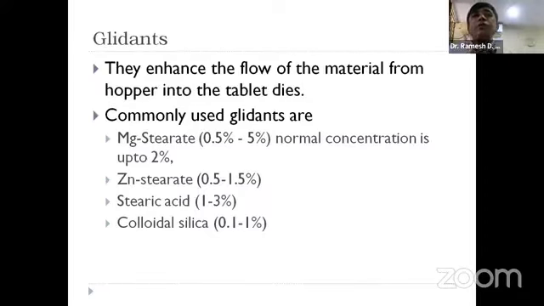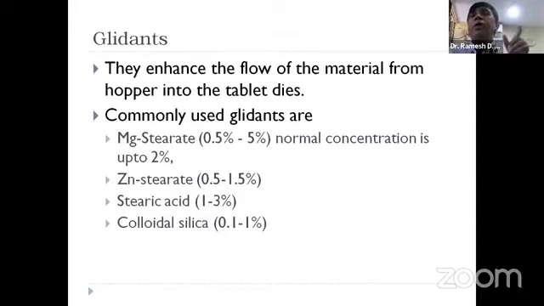So what glidants do is they reduce the friction between two particles of the granules. As we know, we have prepared the granules, they are irregularly sized. Though they are nearly spherical, still there are irregularities, and because of these irregularities, there are chances of locking. So the glidants will coat this surface and make them smooth, so that there is minimum friction between two granules and they flow properly. Commonly used glidants are magnesium stearate, zinc stearate, stearic acid, and colloidal silica.